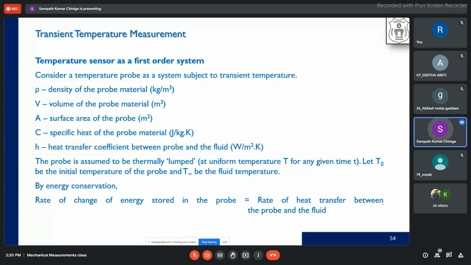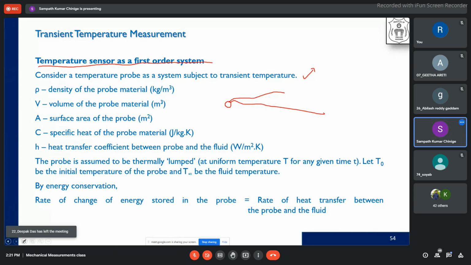So here what we are trying to do is we are taking the temperature sensor as a first order system. So we have taken a temperature probe as a system subject to transient, unsteady temperature. So within the first few minutes, how is the sensor behaving? For that, we have taken a small bead, a thermocouple kind of thing. So rho is the density of the probe material, V is the volume of the probe material, A is the surface area of the probe, C is the specific heat, and h is the heat transfer coefficient between the probe and the fluid.